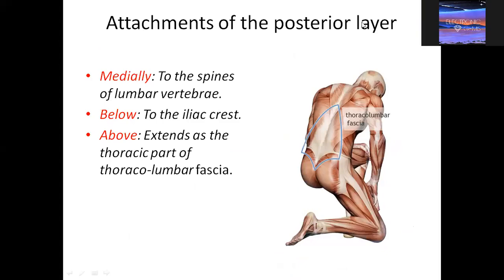Now, attachments of the last layer, that is the posterior layer, thoracolumbar fascia. Now you can see the muscles very clearly. This muscle, whatever you are finding, is the latissimus dorsi, and then this is trapezius. Okay, and this is our iliac crest, gluteus maximus, isn't it? Okay, now see here, attachments of the posterior layer. Medially, the thoracolumbar fascia posterior layer is attached to the spines of lumbar vertebrae, and below it is attached to the iliac crest, and above it is extending as thoracic part of the thoracolumbar fascia.